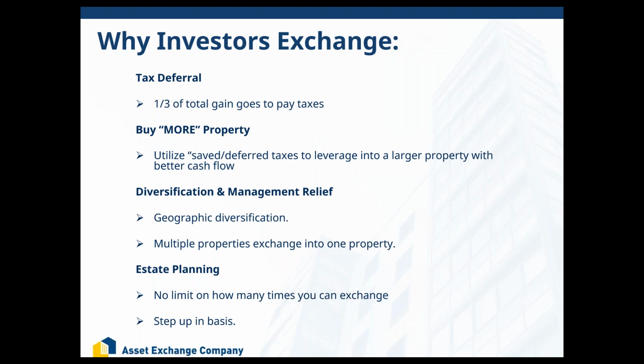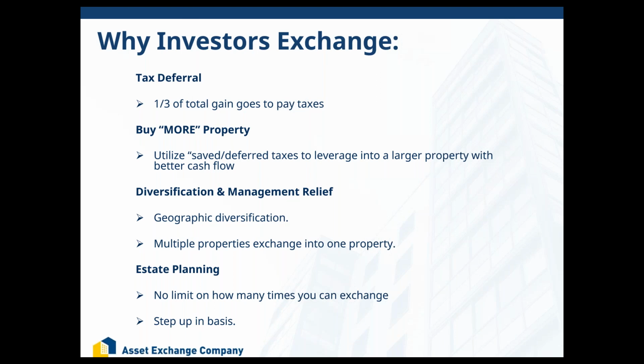Well, the next item, I call it buy more property. One of the rules of exchanging is that the purchase price of the replacement property must be equal to or greater than the sales price of the property that was sold. So what an investor will do is use a 1031 exchange, deferring those taxes, as leverage to go out and buy a better property. Hopefully it's going to be a higher dollar property for them.